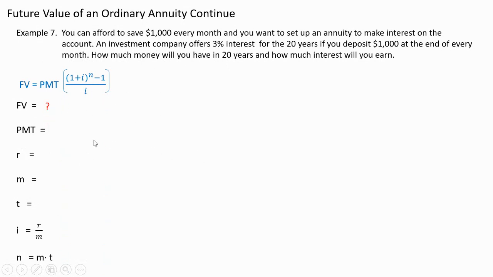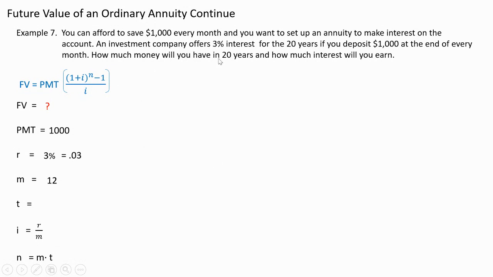So then the $1,000 is your payment. Let's see here, the interest rate is going to be 3%. You want it as a decimal, so it's 0.03. My M, every month, right? So my M is going to be 12, right? Because every month.